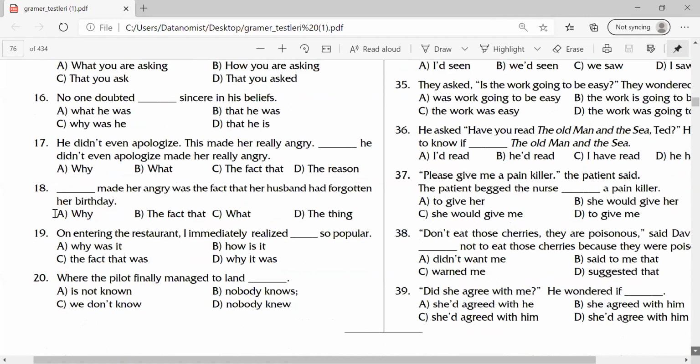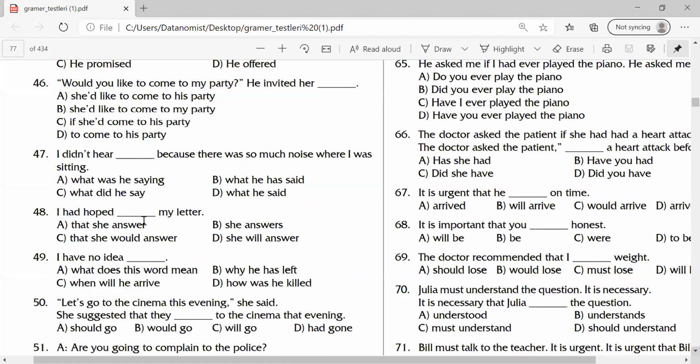Look at this. I'm talking about the 48th one. "I had hoped that she would answer my letter." No. "Hoped she would answer." "Had hoped she would answer." Fine.